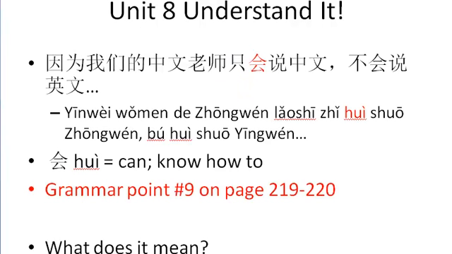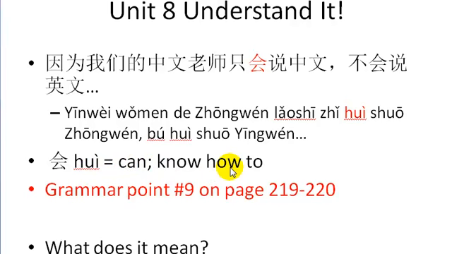Okay, next we have 因为我们的中文老师只会说中文，不会说英文. Now this was a very long sentence in the letter, so I cut it in half. So first we'll tackle the first half of this sentence. In this sentence there's really only one character that you haven't seen yet. That's this 会. 因为我们的中文老师只会说中文，不会说英文. Okay, so this 会 means can or know how to.